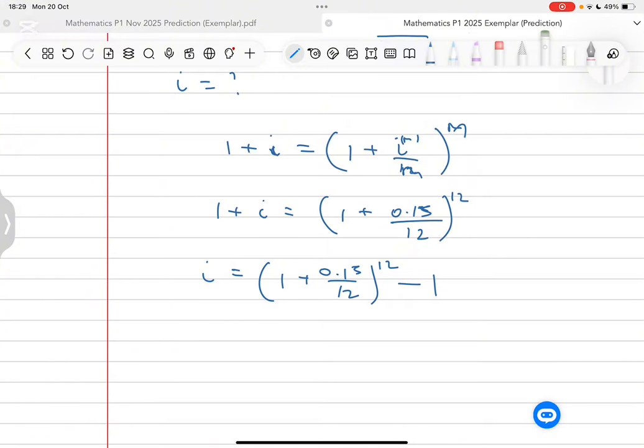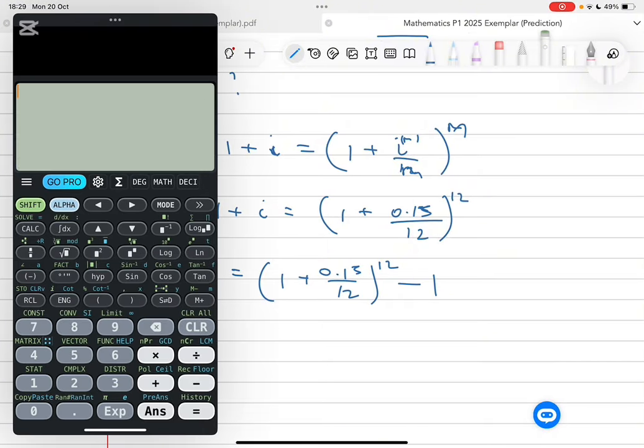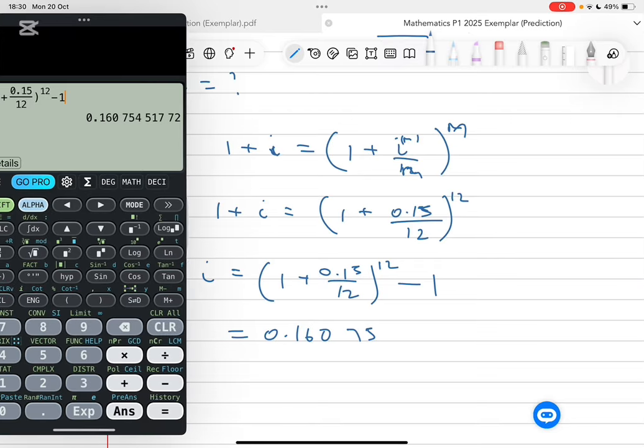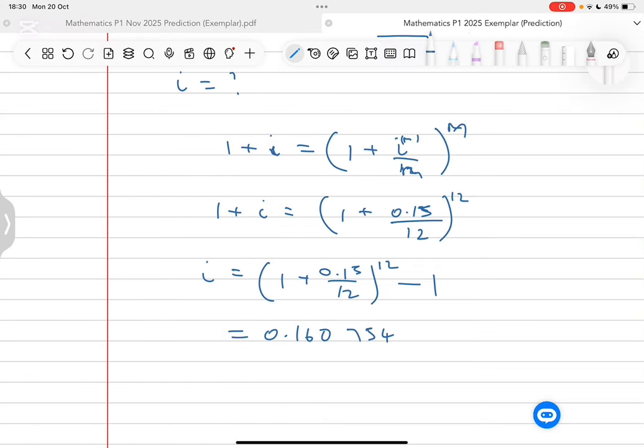And at this stage, this question becomes very boring, because I'm simply just going to punch all these numbers on a calculator. And we actually get an amount of 0.160754, and it goes like that.